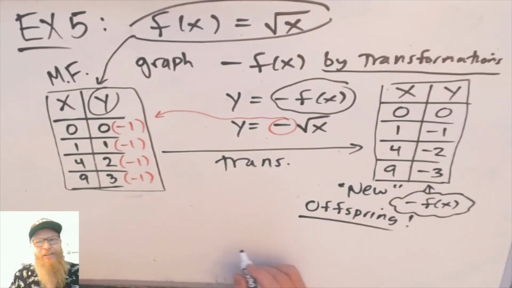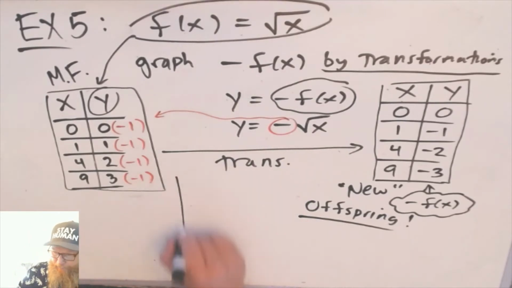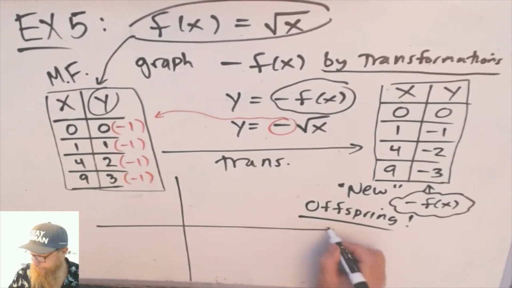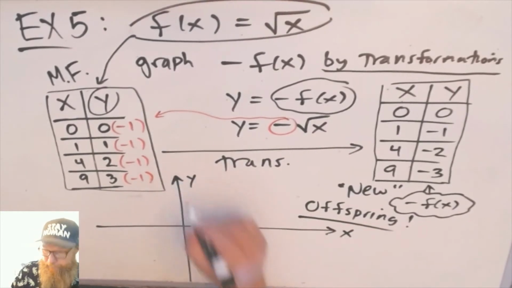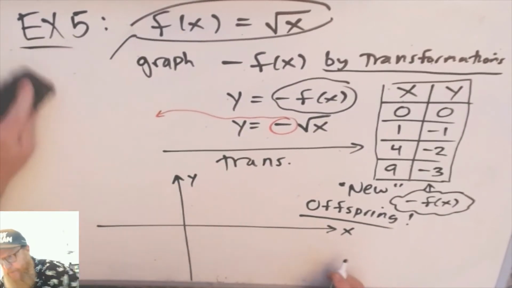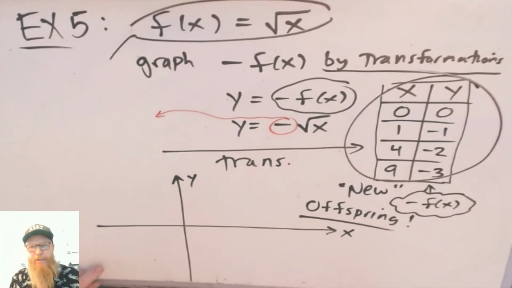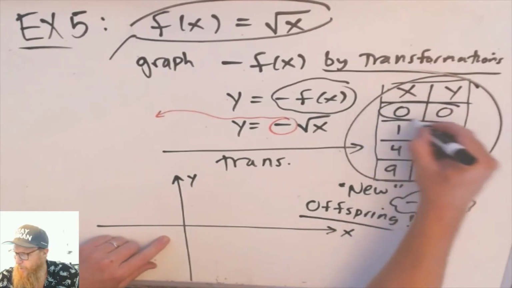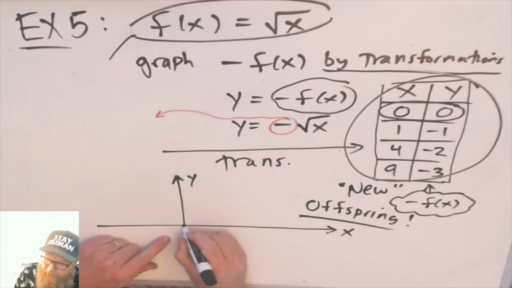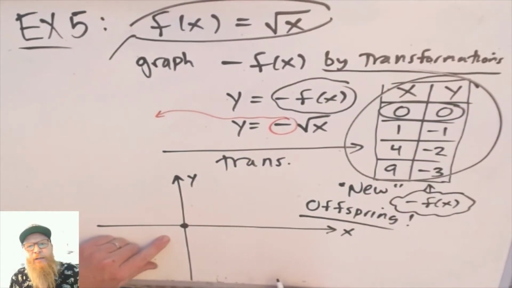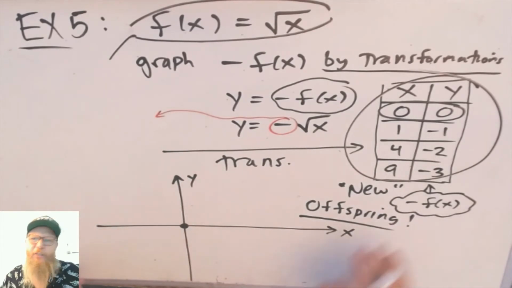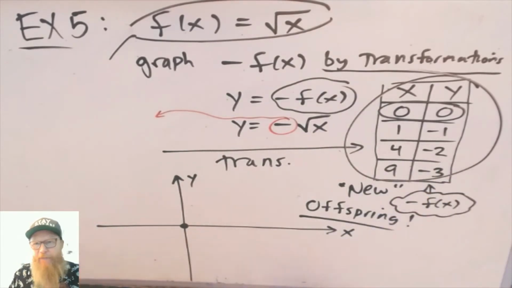Okay, should I use my graph board? I don't think I need to. All right, so I'm not graphing the old function. I'm only graphing the offspring. This point here is called the terminal point. Make sure you plot that one first. And then whatever you do after that, just pick another point that fits on the graph. I'm going to do all of them.